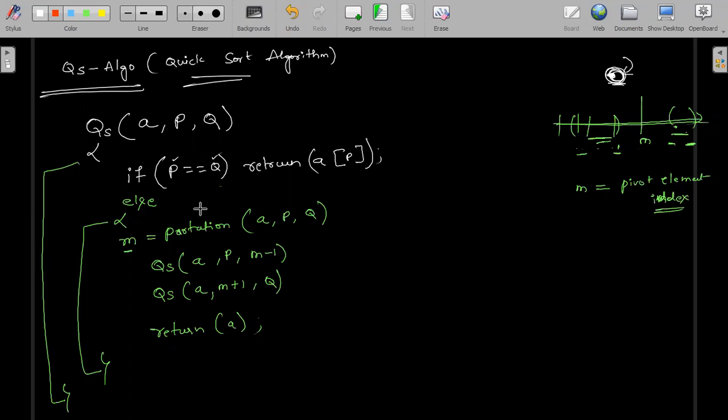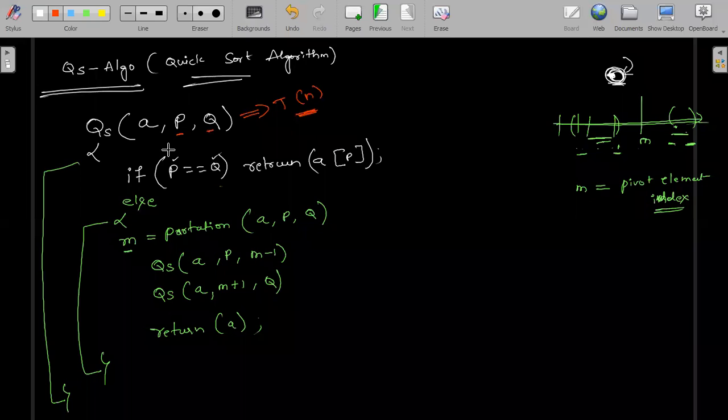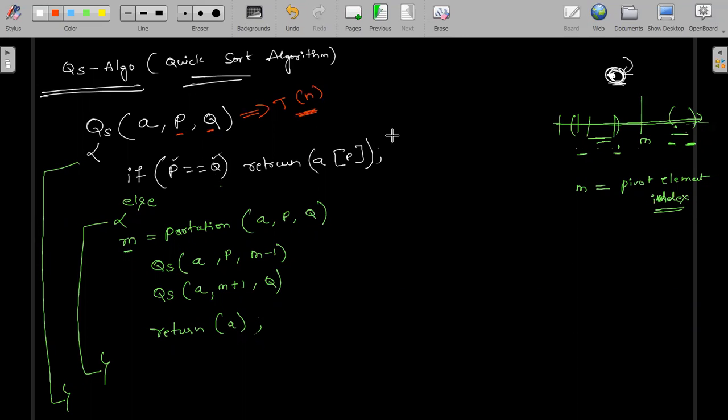Now see here, everybody observe. This is a function, yes or no? Let me take the time complexity for this particular function. T of n. It is a function whose input is the array, the starting index, and the last index. How much time will it take to execute? Everybody observe here. It will take constant time, Big O of 1.